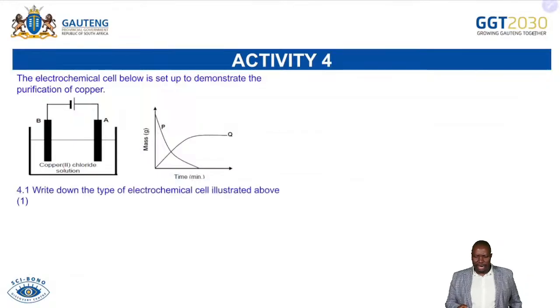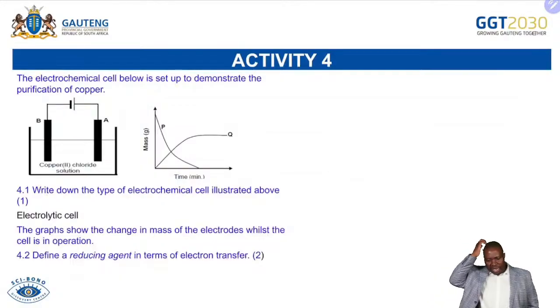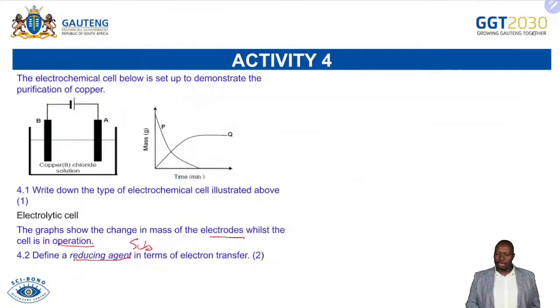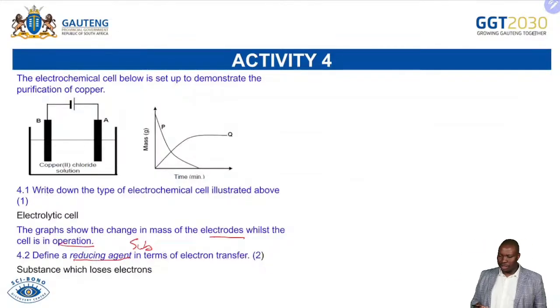Now, the next question, write down the type of electrochemical cell above. Definitely you can see that it is an electrolytic cell. The reason being that it has a power source. Now they're saying this graph shows the change in mass of electrodes while the cell is in operation. So you can see we're having an increase in mass and a decrease in mass. Then they're saying define reducing agent. Remember, we said it's a substance that undergoes oxidation, or the substance that loses electrons. So you're able to say a substance which loses electrons is our reducing agent.